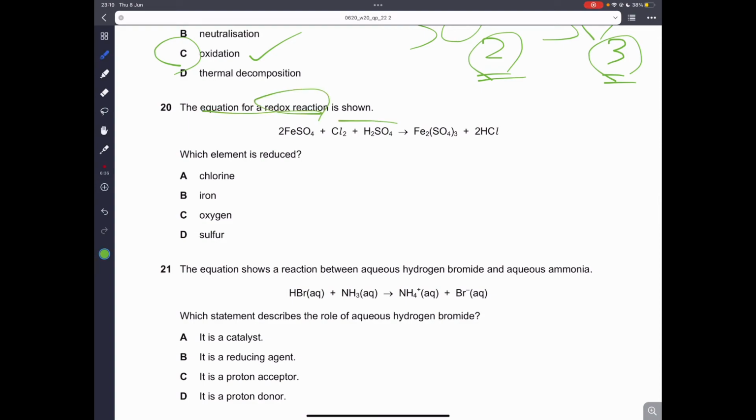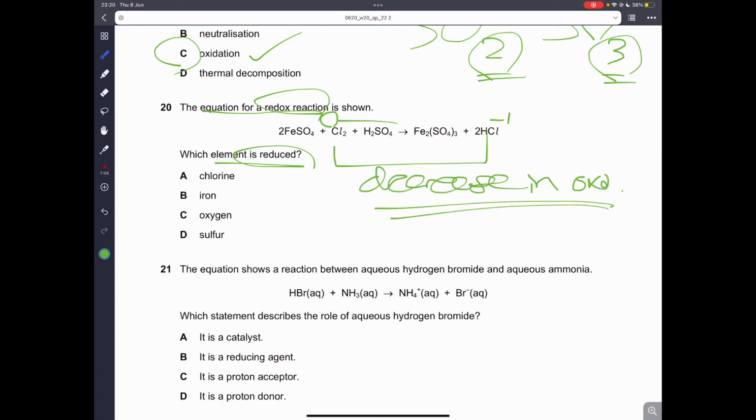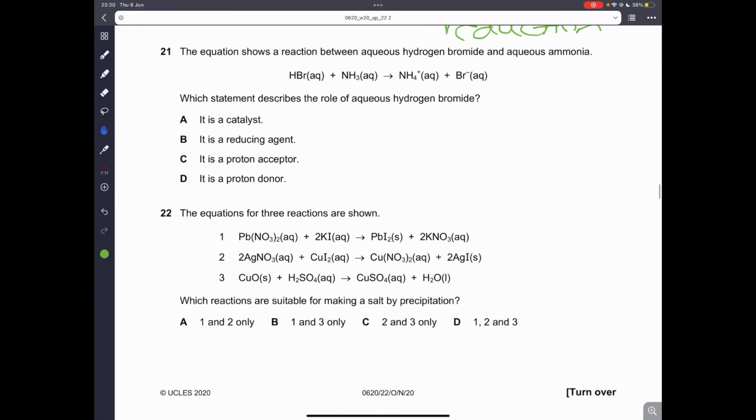Question 20. The equation for the redox reaction is shown. Which element is reduced here? Well, we can see clearly that the chlorine is being reduced, because the chlorine by itself, as an element, has an oxidation state of 0. And in here, we can see that chlorine has a -1 charge, and so this is a decrease in oxidation state. If it's a decrease in oxidation state, this means that reduction has taken place and it is reduced. Therefore, A is the correct answer.